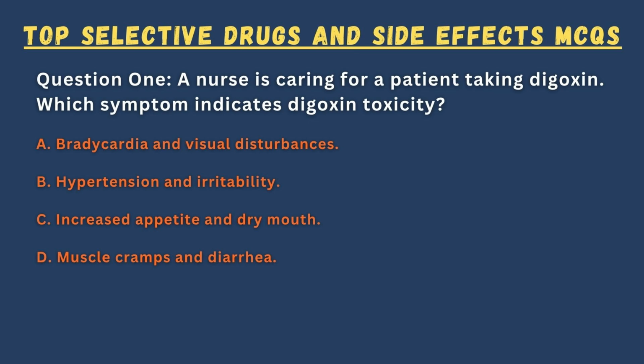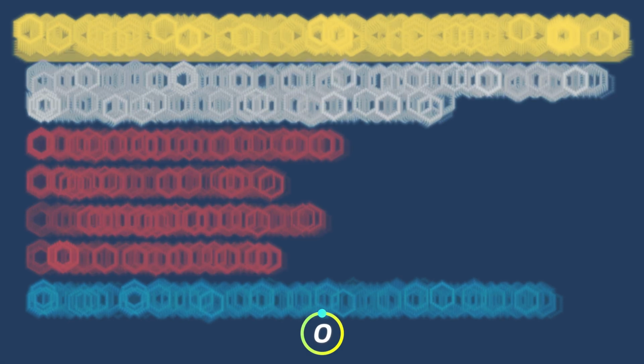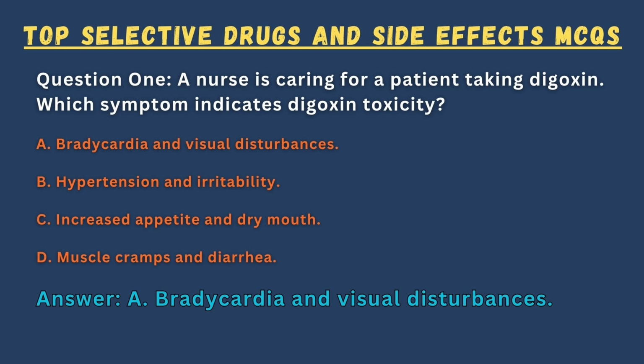Question 1. A nurse is caring for a patient taking digoxin. Which symptom indicates digoxin toxicity? A. Bradycardia and visual disturbances. B. Hypertension and irritability. C. Increased appetite and dry mouth. D. Muscle cramps and diarrhea. Answer: A. Bradycardia and visual disturbances.